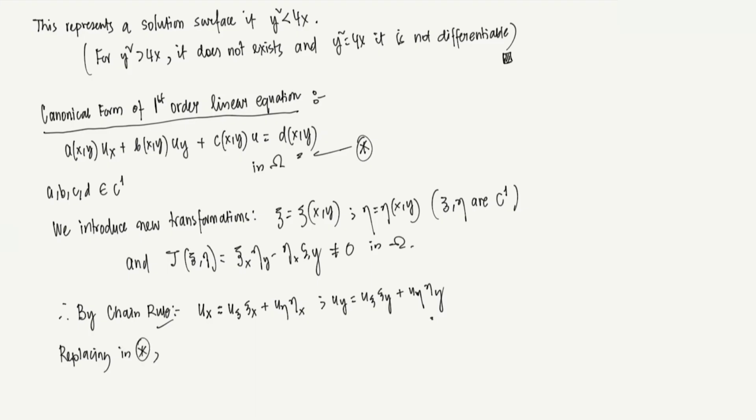So replacing in star, we can actually have a much easier problem. It will look like this: A times u xi plus B times u eta plus c u equals d. This is the modified form, where A is given by a xi x plus b xi y, and B is given by a eta x plus b eta y.